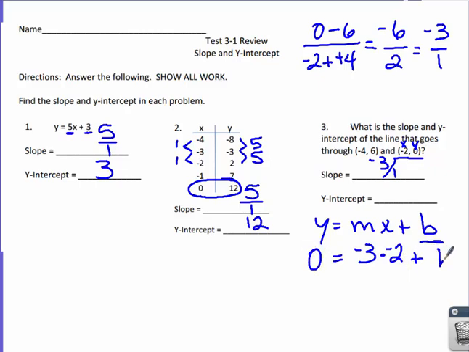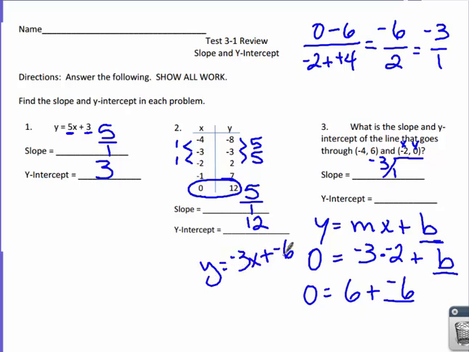And now we calculate the value for b. I'm looking for that value. So we got 0 is equal to, well, -3 times -2 gives me 6, plus what will give me 0? Well, we know that's going to be a -6. So our equation then would be y equals -3x plus -6. So our y-intercept is -6. And that's how we calculate slope and y-intercept when given just 2 points.